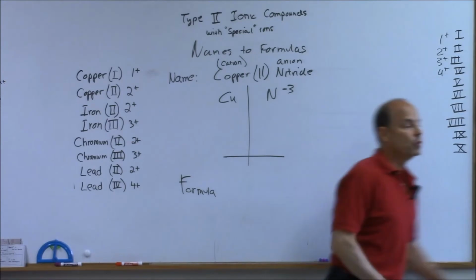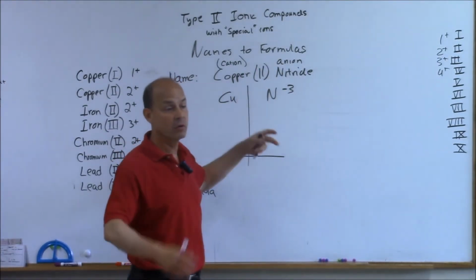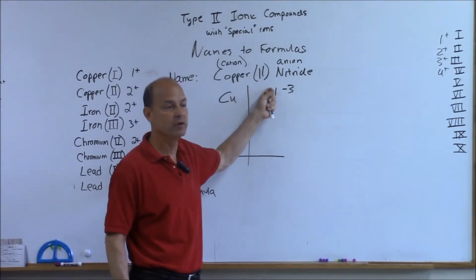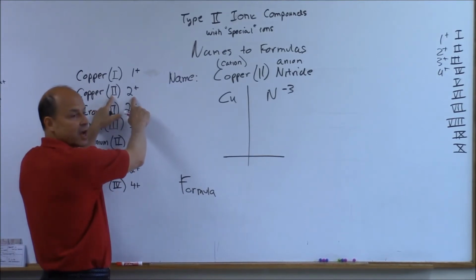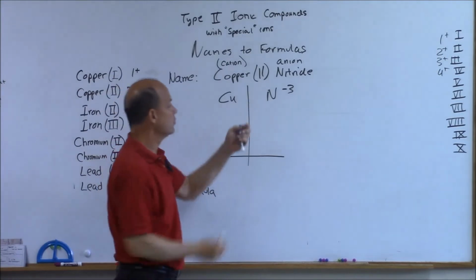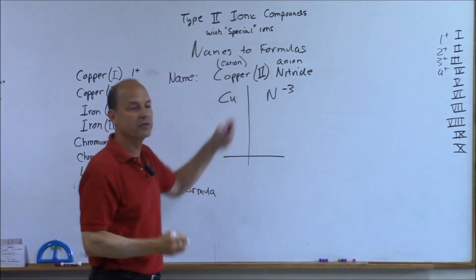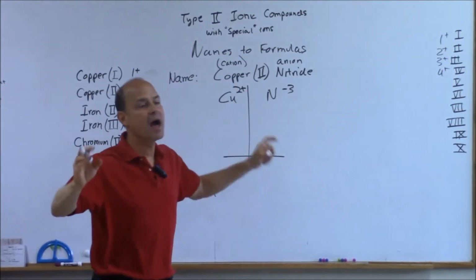Okay? When you're going names to formulas, you haven't named it, or whoever's telling you hasn't named it unless they include the parentheses and the Roman numeral. I asked you just a minute ago, did you get the connection between the oxidation number and the number in Roman numerals? So if there's a Roman numeral 2, then what must this oxidation number be? It's a 2 plus. Okay, now we know what to do.